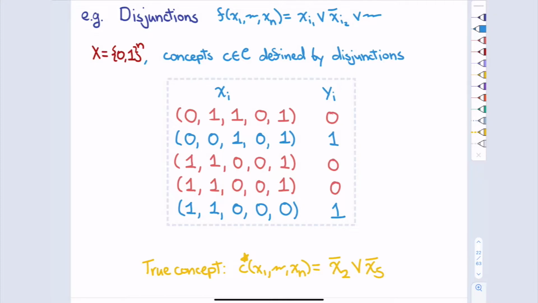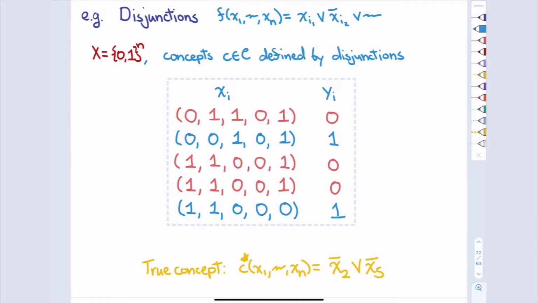Is that actually correct? I once convinced myself it was correct. Yeah? Okay. All right, so this is a plausible concept for this set of data.